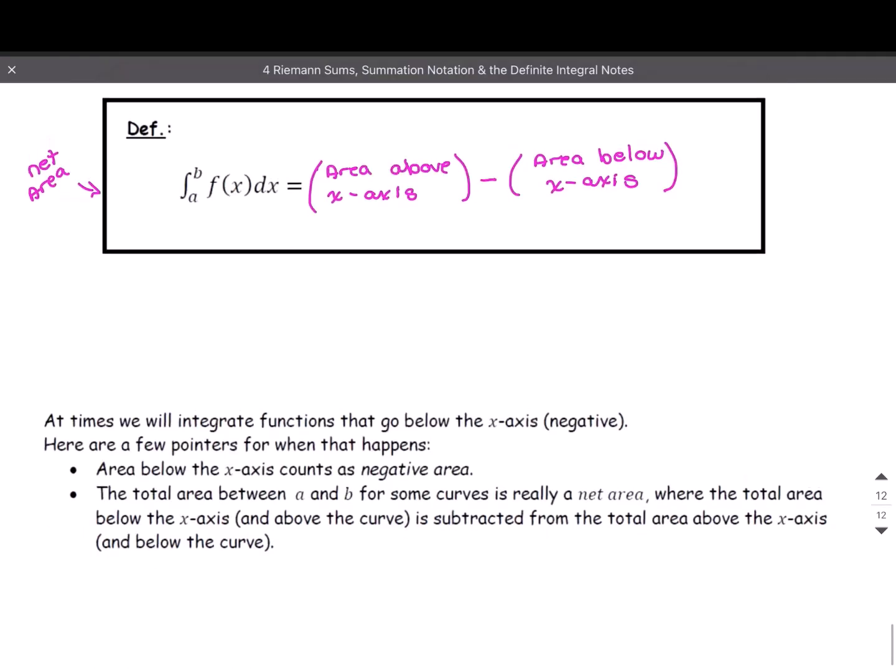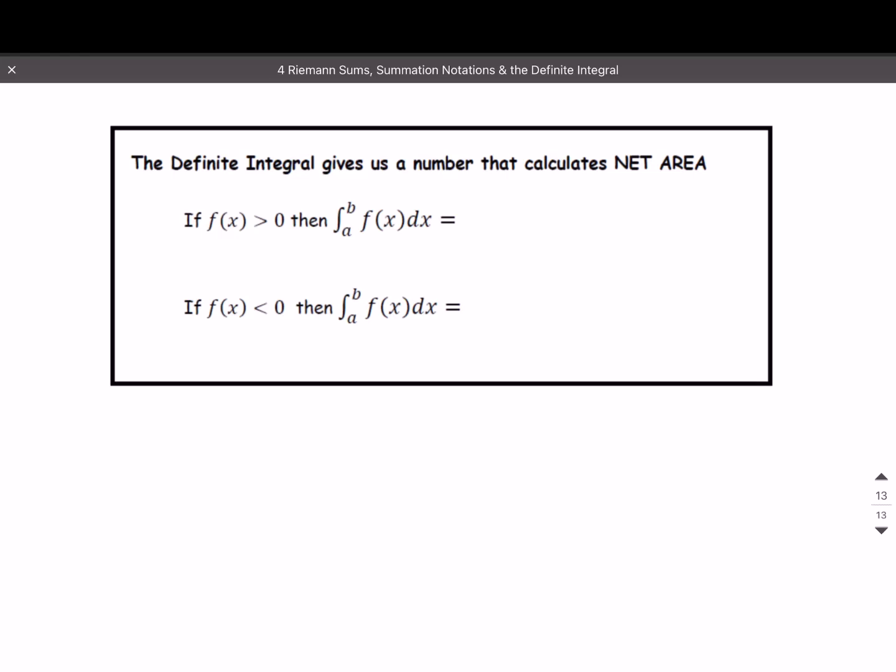So at times we're going to integrate functions that go below the x-axis that have negative values. And here's a few pointers. Area below the x-axis counts as negative area, and the total area between A and B for some curves is really a net area, where the total area below the x-axis and above the curve is subtracted from the total area above the x-axis and below the curve. So it's really important for us to remember that the definite integral gives us a number that calculates the net area, not necessarily the actual area. So the actual area between the curve and the x-axis is not what the integral finds.